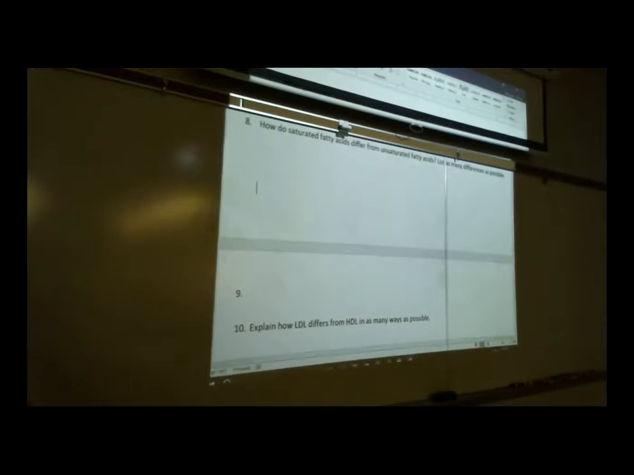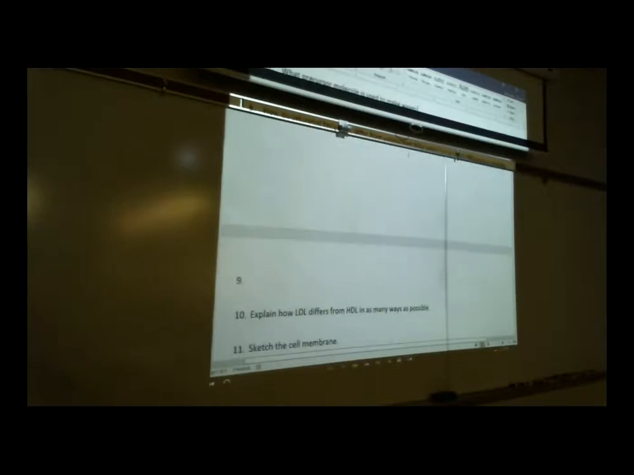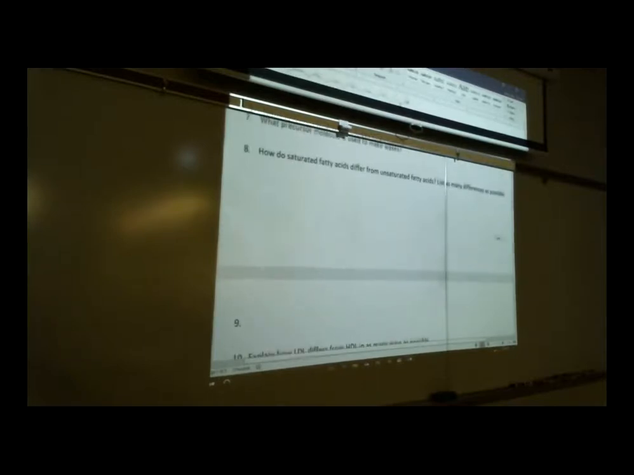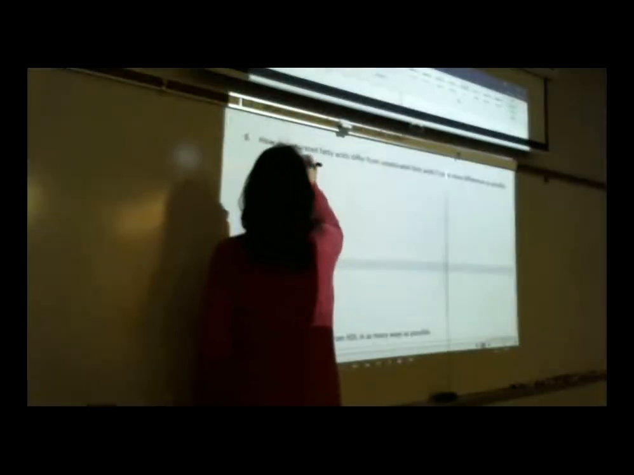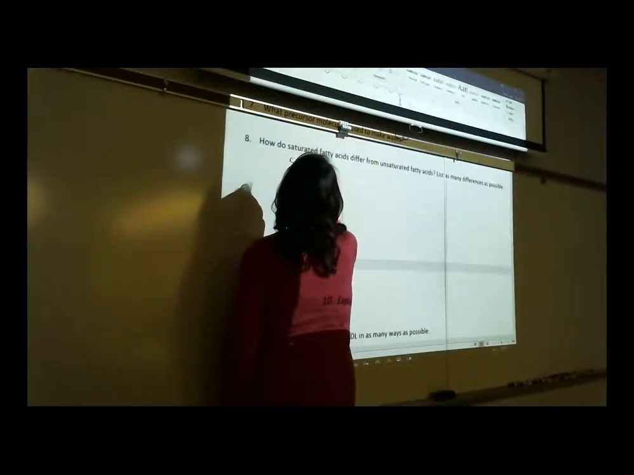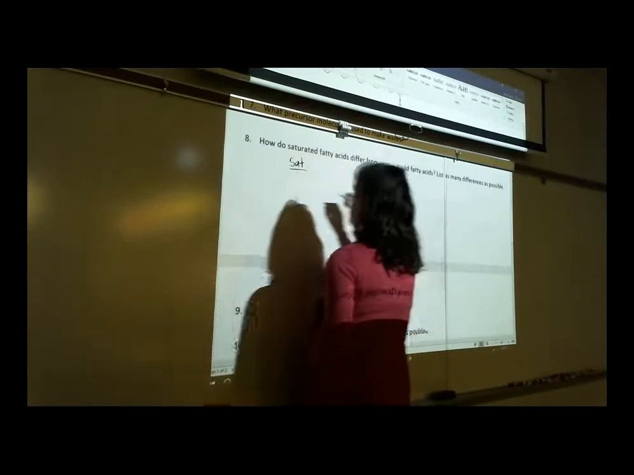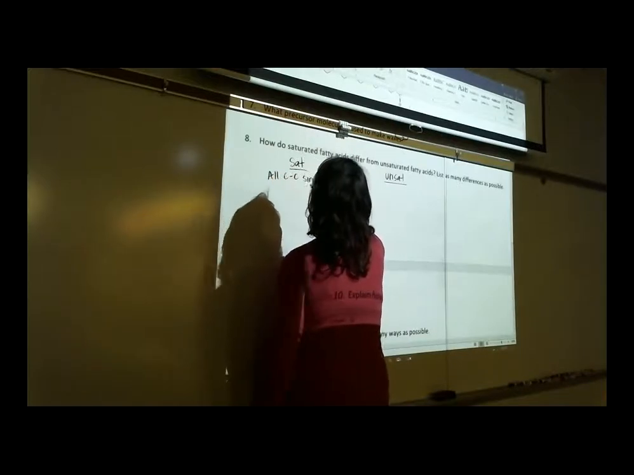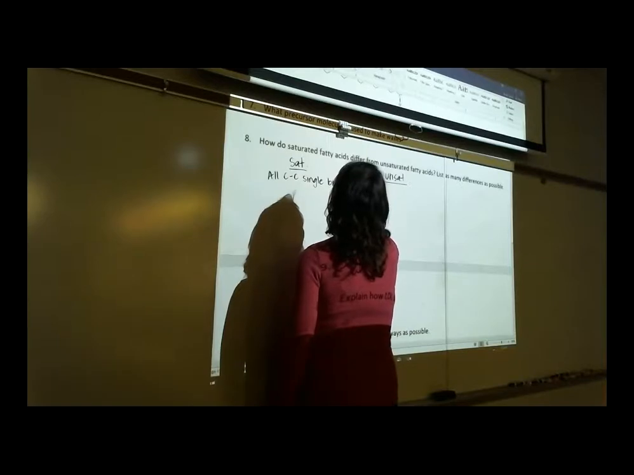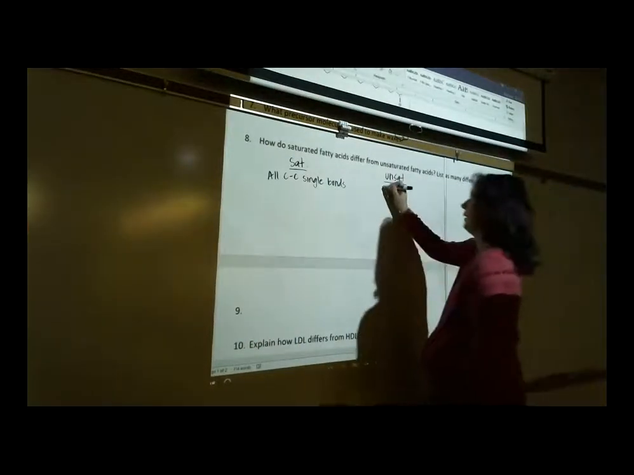How do saturated fatty acids differ from unsaturated fatty acids? There are a lot of differences that we can talk about here. I put saturated has single bonds. Okay, so let's just make a column. So these are all CC single bonds versus what in the unsaturated? At least one double bond. Right, at least one.